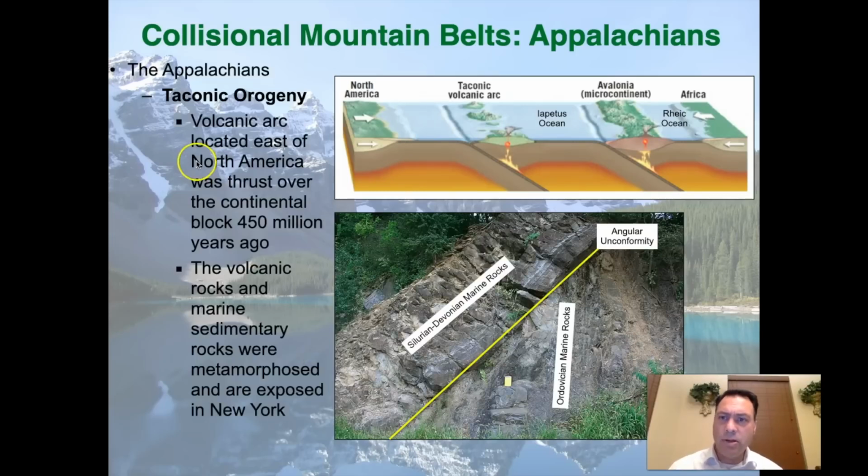So the Appalachians started with the Taconic orogeny. That's the very first one. So here again is the Taconic volcanic island arc. We know that it's a volcanic island arc that was located east of North America because it was then thrust. There was a big thrust fault. We can actually map that thrust fault.